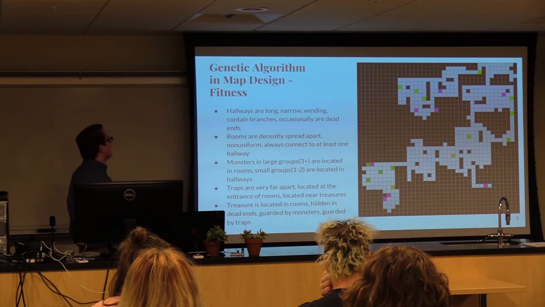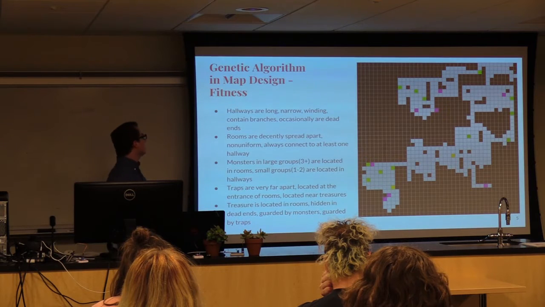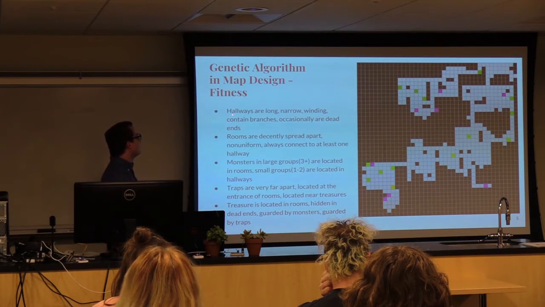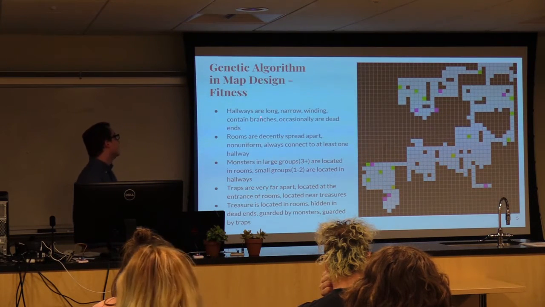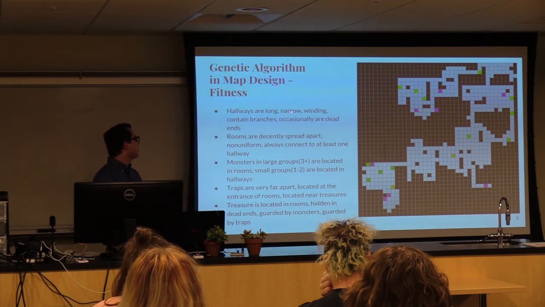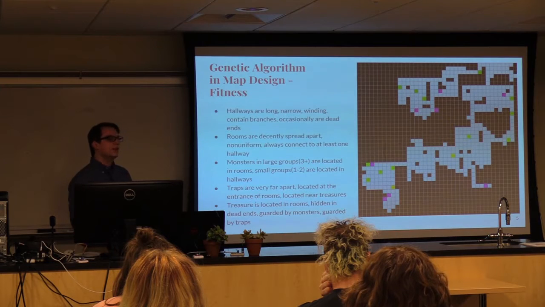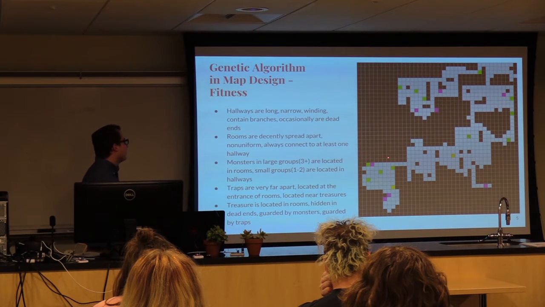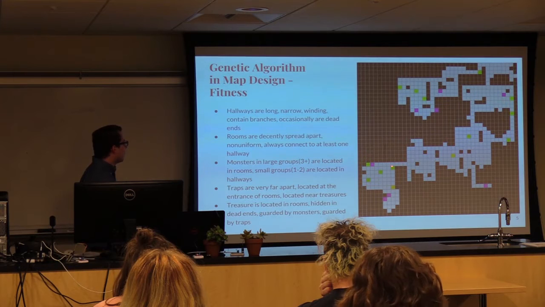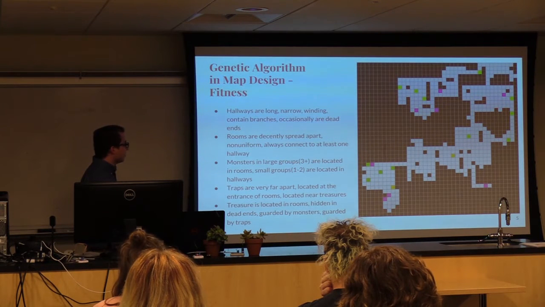Genetic algorithm map design. So fitness, again, the most important feature. Some of the aspects I looked for in any of the genes. Always I expected hallways to be long and narrow. Sometimes they were kind of windy. I wanted them to contain branches that would occasionally end in dead ends, as exploration is often a very fun aspect for players. If you look on the far right, you can see one of these example maps. So the usually one wide or one tall sections are going to be hallways. You can see sometimes they end in dead ends.